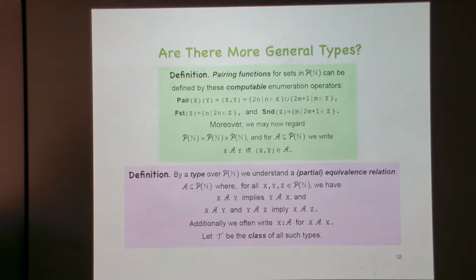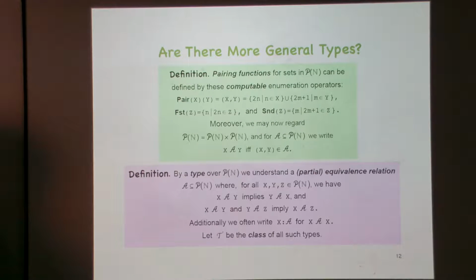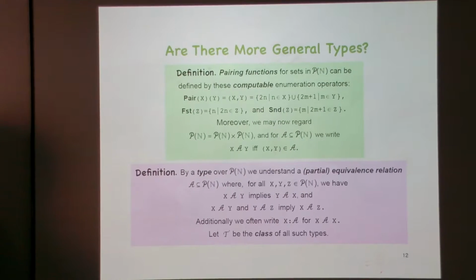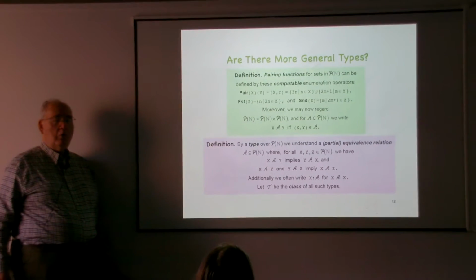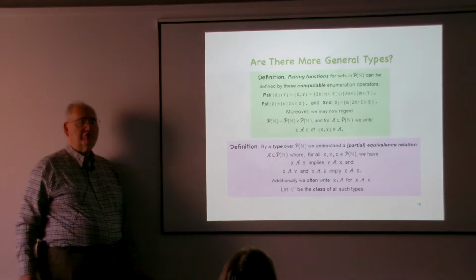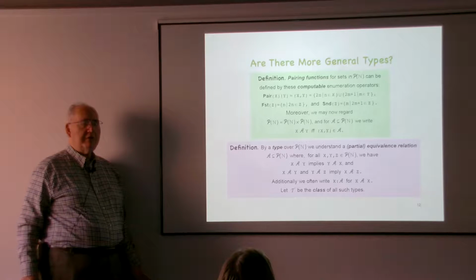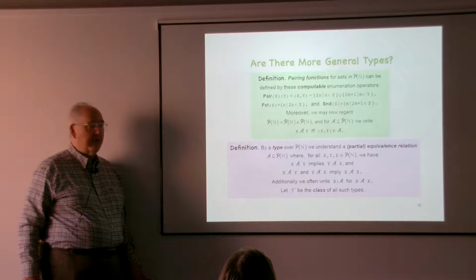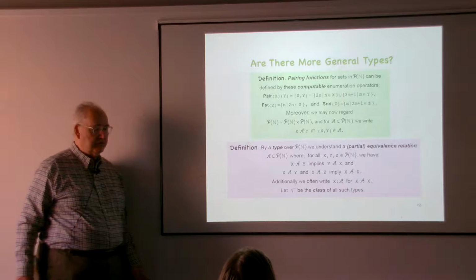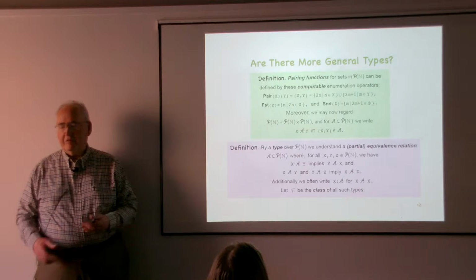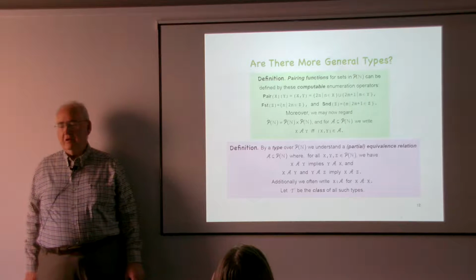So by a type now, I'm going to understand a quotient of a subspace, which could just be wrapped up as one partial equivalence relation. Partial because it's not reflexive over the whole space. The equivalence relation is only concerned with some of the elements of power set of n, but it's a symmetric and transitive relation. That's a partial equivalence relation. This is an old idea in mathematics. Certainly nothing that I invented. It's been used forever.